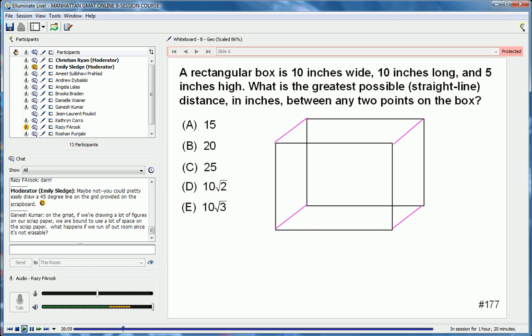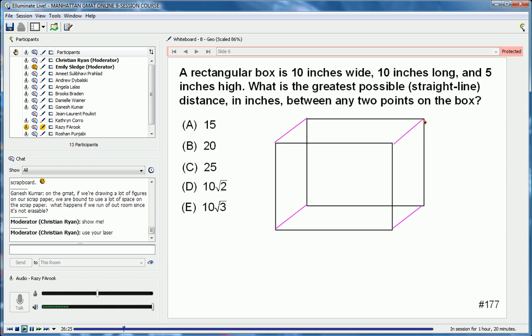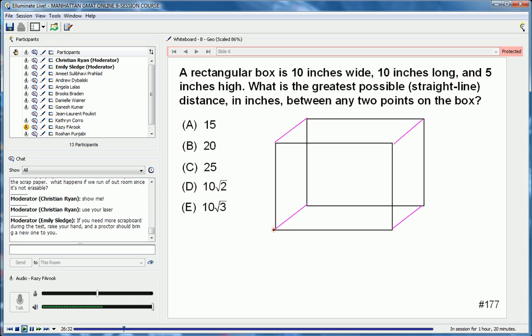I'm going to draw a straight line between the greatest possible distance between any 2 points, and in a rectangular box, that would be from, let me see, I'm thinking about a laser pointer, from that corner to this corner. That would be the greatest distance, and in order to get that calculation, we just use a formula that's been given. I can't remember what the name was.